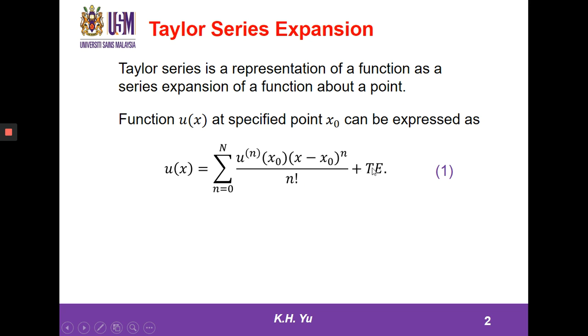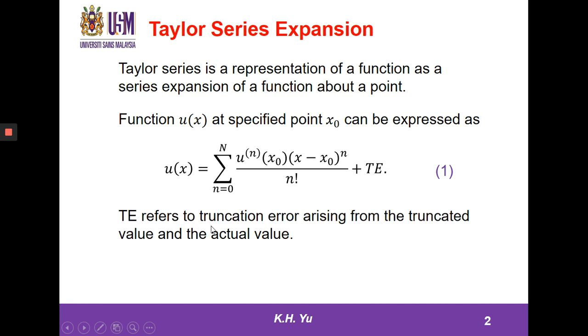The other terms beyond n are called the TE, or the truncation error. The TE refers to the truncation error arising from the difference between the truncated values and the actual values. So let's say that the function u at x is one specific value, and if we take a few terms, it will have a different value. The difference between this and the whole series will become the TE. So TE is just the difference between these two values.